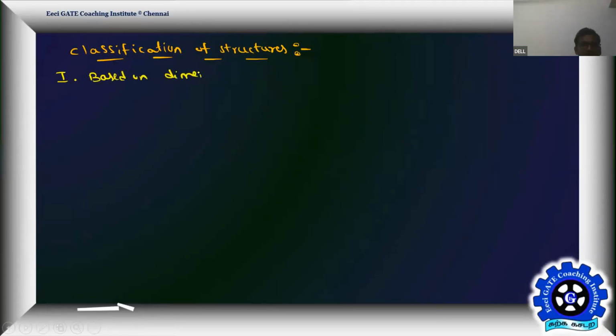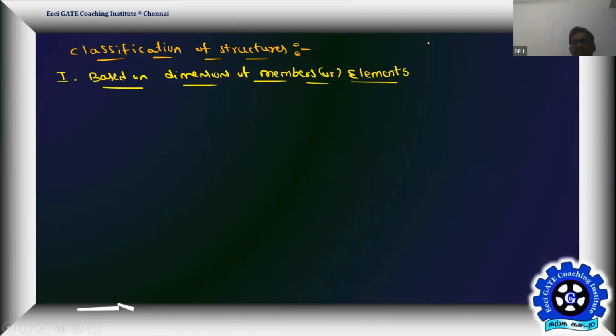So based on dimensions of members or elements, we can say. So based on dimensions of members or elements, how do you classify the structure? We'll see. That means member dimensions.